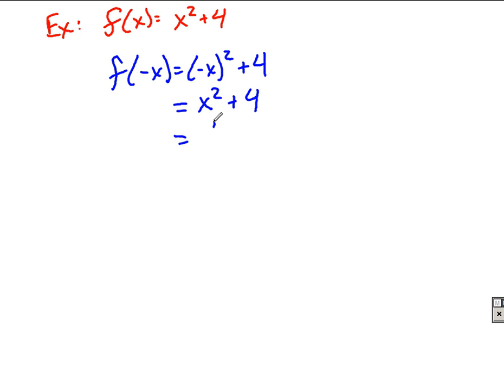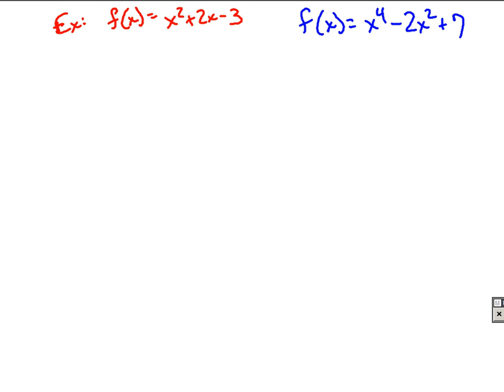Well, that's the same as my original function. So f of negative x equals f of x. That means that f of x is even. It's an even function. So, try these and see if you can figure out whether these are even functions or odd functions by plugging in f of negative x for both of these. Give it a try, come back, and we'll check your answer.